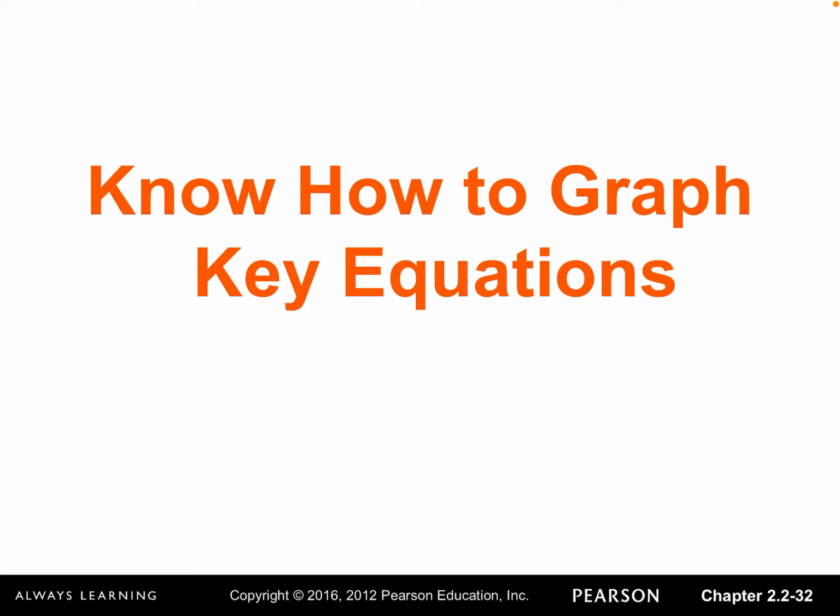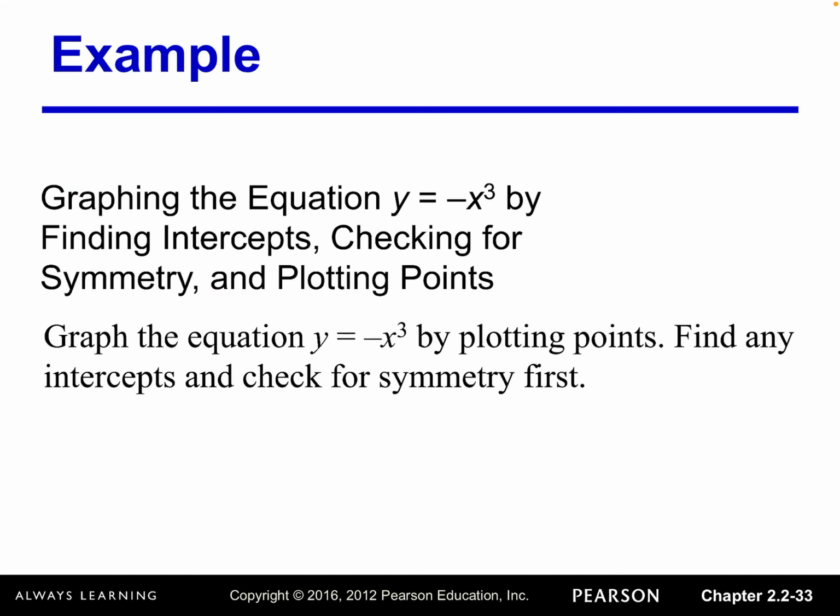So last part of 2.2, let's see how we can use the knowledge we have learned today, the properties of equations and the graphs of equations, right? How to use those to graph key equations. So let's look at this example. Graphing the equation y equals negative x to the third power by finding intercepts, checking for symmetry, and plotting points.